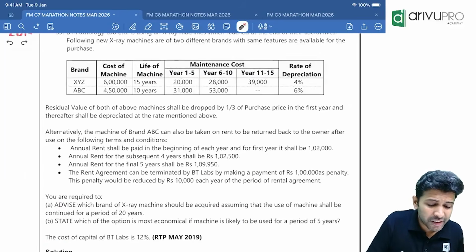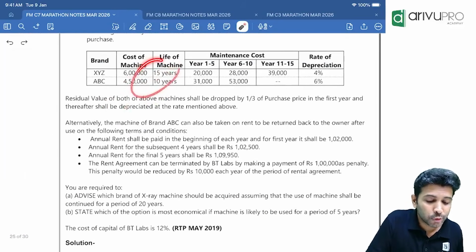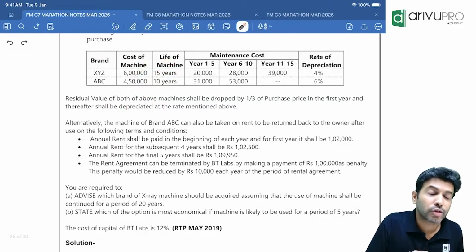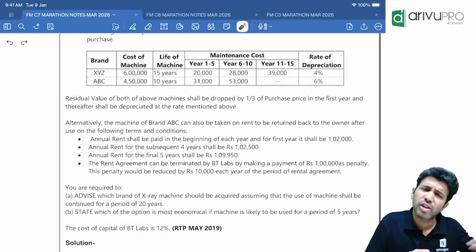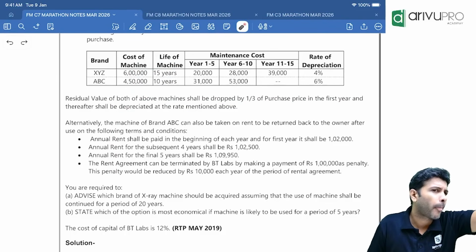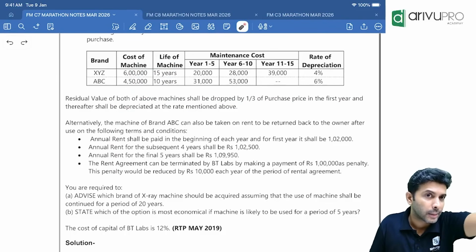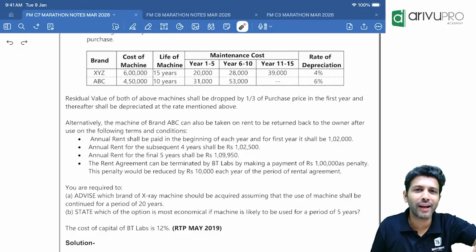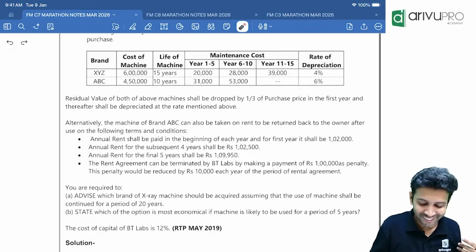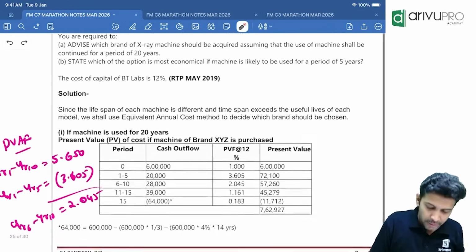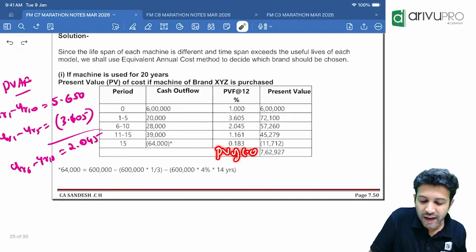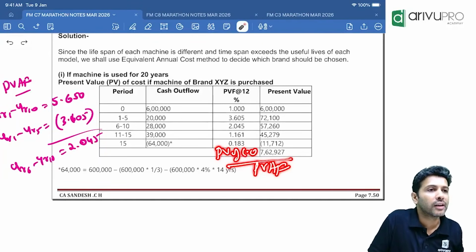Was the life the same or different? Different. So we have to find what? EAC. We already did this. Tell me the EAC. It is the NPV, the present value of cash outflow, divided by PVAF. That will give you your EAC.